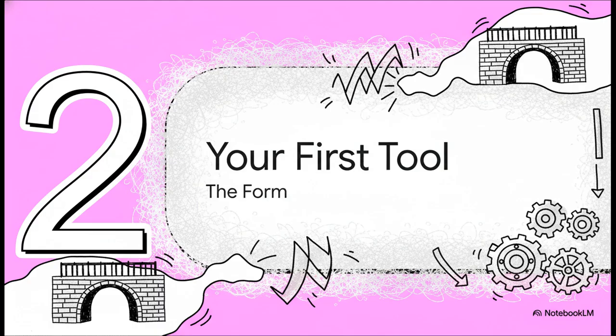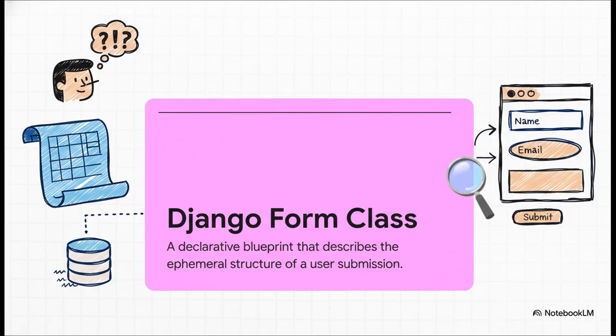Well, Django gives us our primary tool, the humble yet incredibly powerful form class. The best way to think about this is, if a Django model is the blueprint for a table in your database, then a form is the blueprint for the data you expect to get from a user. You just declare the fields you need, like, say, a CharField for a name or an EmailField for an email, and Django starts to handle the rest.